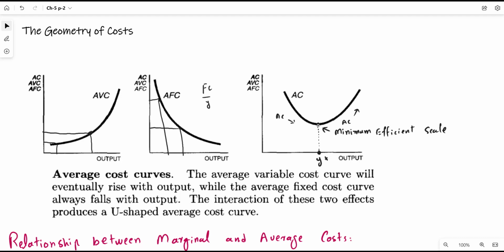And if you increase the level of output, if you go beyond this point, your average cost increases. And if you decrease the level of output, then in this area your average cost falls. So the average cost is increasing to the right-hand side of the minimum efficient scale, and it is declining to the left of the minimum efficient scale.